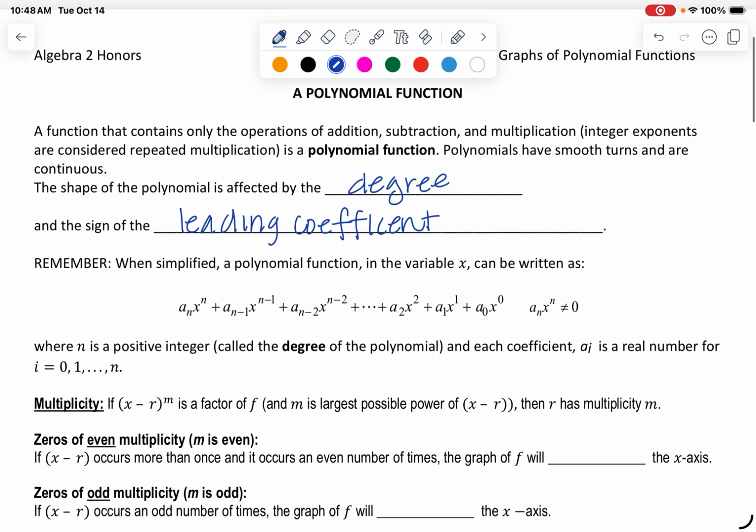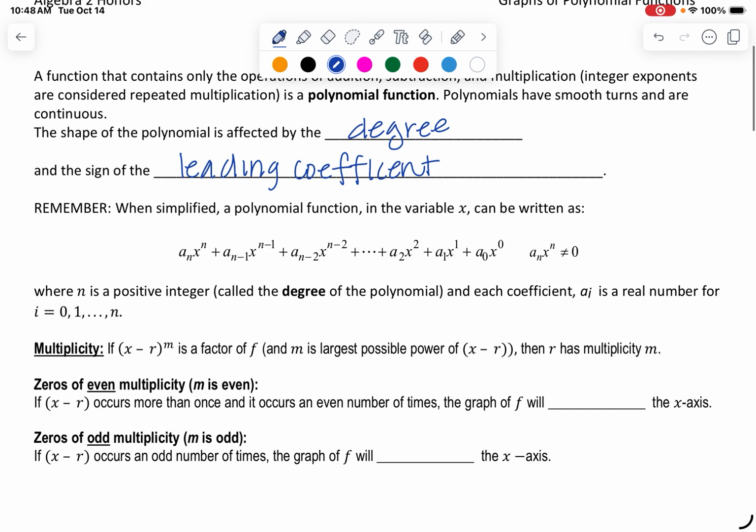So also remember, when simplified, a polynomial function, the variable x can be written in this format. That is in standard form, that's highest degree to lowest degree. This is also called expanded form. n is a positive integer called the degree, and each coefficient is a real number.